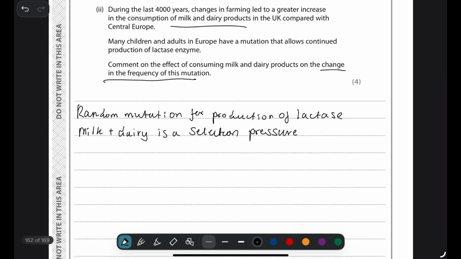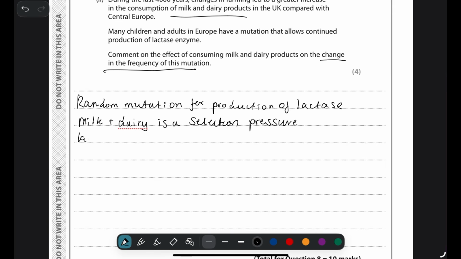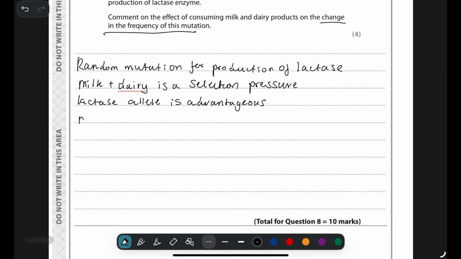So because of that selection pressure, it means that the lactase allele is advantageous, because these guys are obviously going to be able to get better nutrition because of their diet. So that's what we want to say. And now, if they have an advantageous allele, let's link it, more likely to survive and reproduce. If they survive and reproduce, what do they do? Reproduce. If they do that, that means they pass on the advantageous allele to offspring.